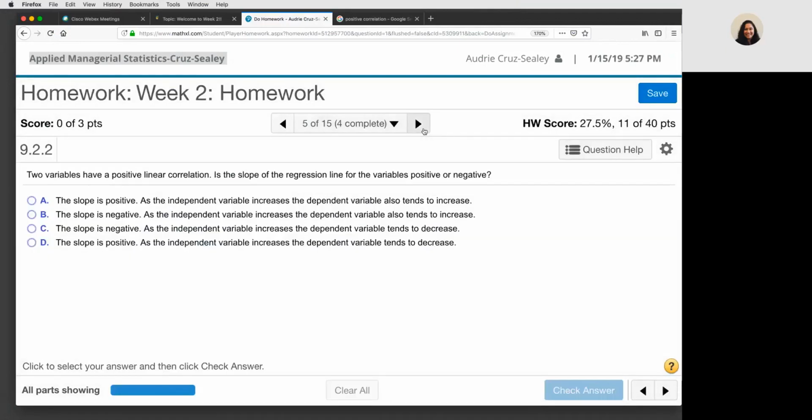Okay, two variables have a positive linear correlation. Is the slope of the regression line for the variables positive or negative?